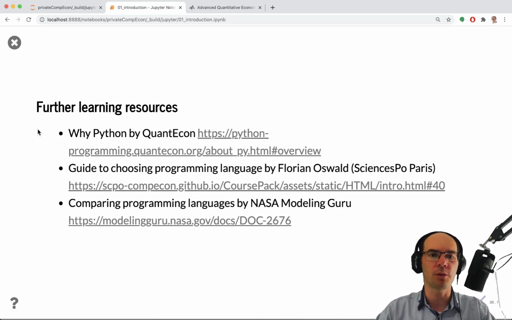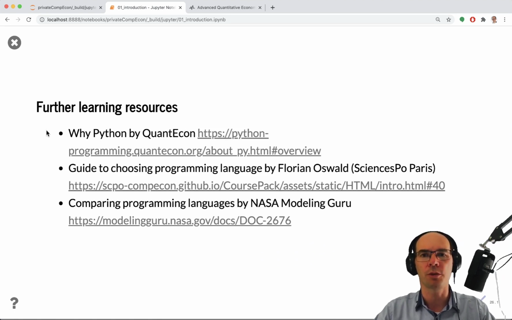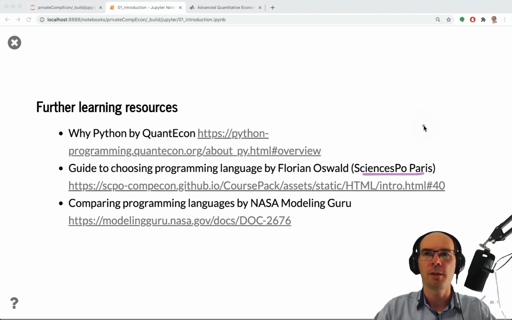Here is an example of further learning resources, which I will make sure to provide at the end of each of these little segments. And so here you can see a couple of examples of the discussion of how to choose programming languages. CompEcon here lays out some arguments for Python, and Florian Oswald from Science is Poor, he's coding in Julia, and you can find some arguments of his here as well. And here's some more on comparing the languages.